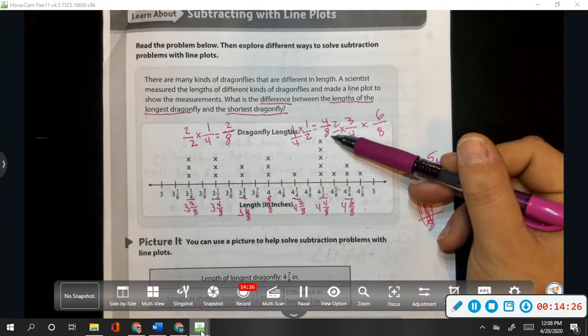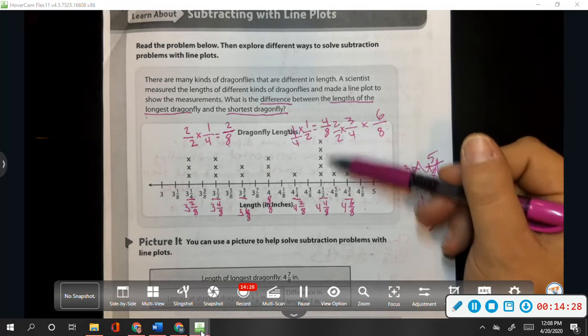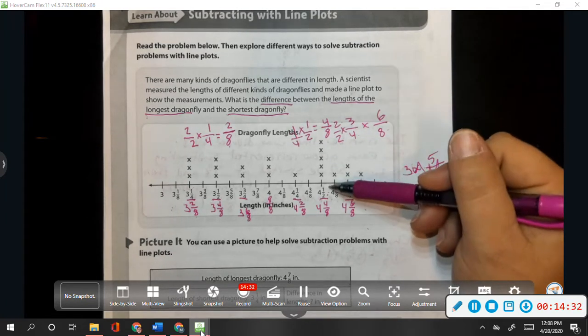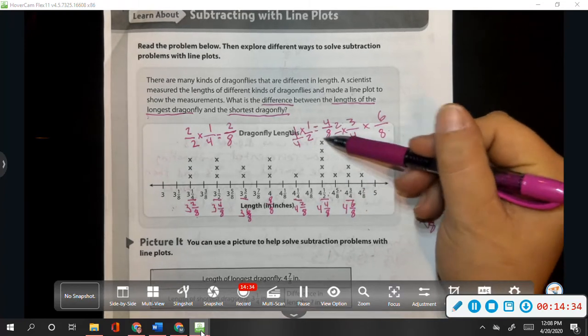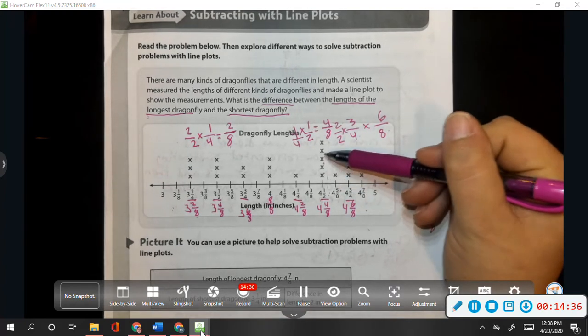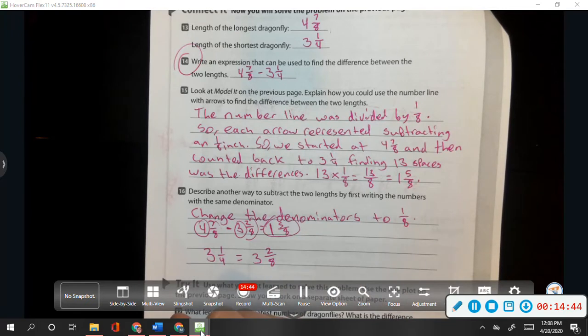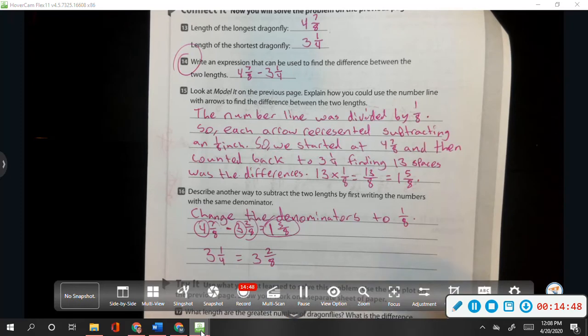But then we skyrocket. So this is where most of our dragonflies fall when it comes to how long they are. We have 1, 2, 3, 4, and 5. So we have 5 dragonflies that are at 4.5 inches long. So 4.5 inches long is our average.